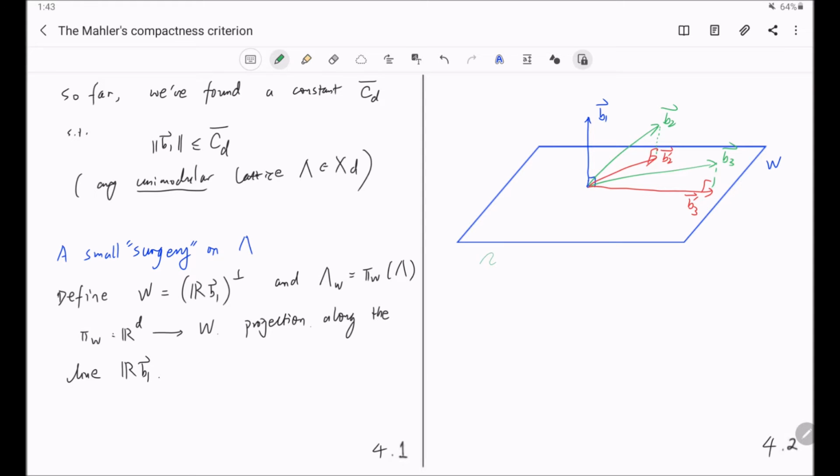And you know from your calculus or linear algebra class that B2 prime can be written as B2 minus some coefficient times B1. And this coefficient is the inner product of B2 with the normalized vector along B1. So this is a projection of B2 along the direction B1. And you can similarly do it for B3, B4, etc.